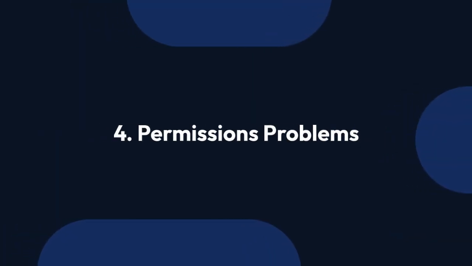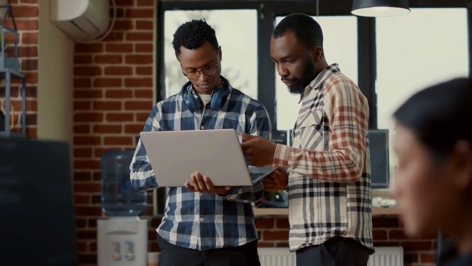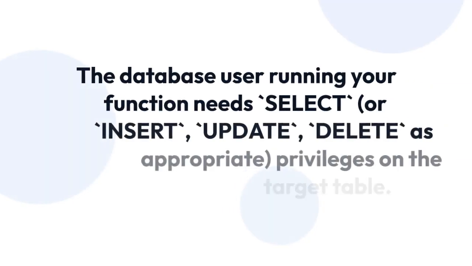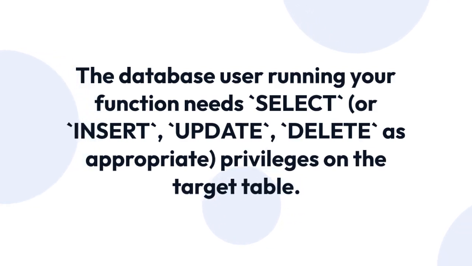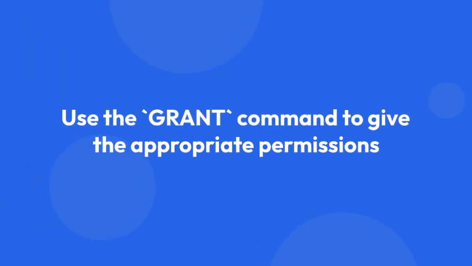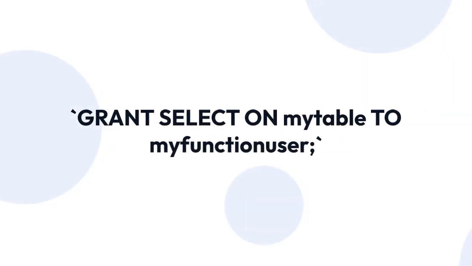4. Permissions problems. Even if the table exists and you've got the right schema, you might lack the necessary privileges to access it. The database user running your function needs select, or insert, update, delete as appropriate, privileges on the target table. Use the grant command to give the appropriate permissions. For example, grant select on mytable to my_function_user. Replace my_function_user with the user your function runs as.